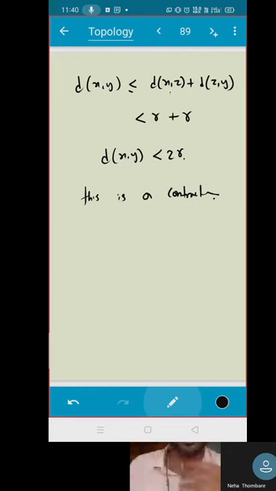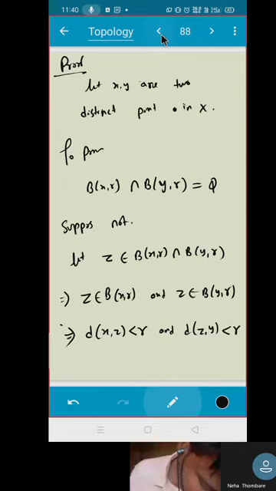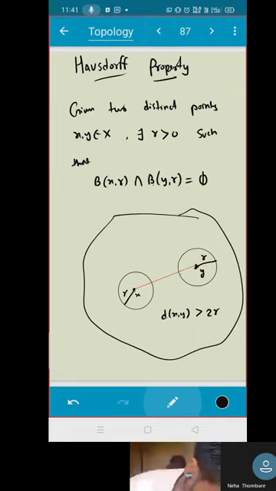This is a contradiction. So what should I say? Hence, that z should not belong to the intersection of B_x^r and B_y^r. It should be the empty set. Agreed. Is the proof clear? The proof was very easy. You just need to understand this graph. That's it.